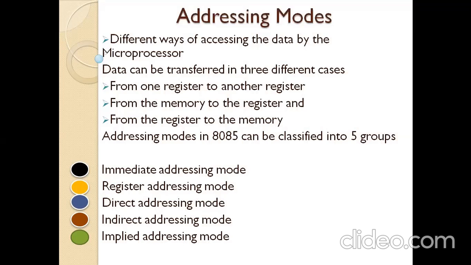There are 5 types of addressing mode. First one is called immediate addressing mode. Second one is register addressing mode. Third one is direct addressing mode. Fourth one, indirect addressing mode. Fifth one, implied addressing mode.